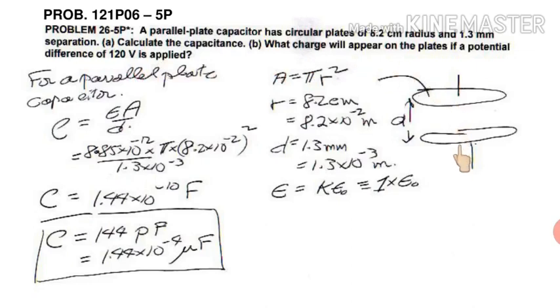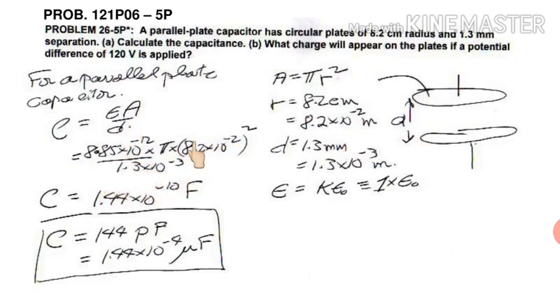As it is a parallel plate capacitor, we know the expression for C for a parallel plate capacitor. It is epsilon naught A upon D. Now what is the value of epsilon naught? It is 8.85 into 10 to the power minus 12. Now what will be the area of these plates? Pi r square, as they are circular in shape. So in place of A we will write pi r square, and R is this much. And D, the separation between them, is also given. It is 1.3 into 10 to the power minus 3 meter.